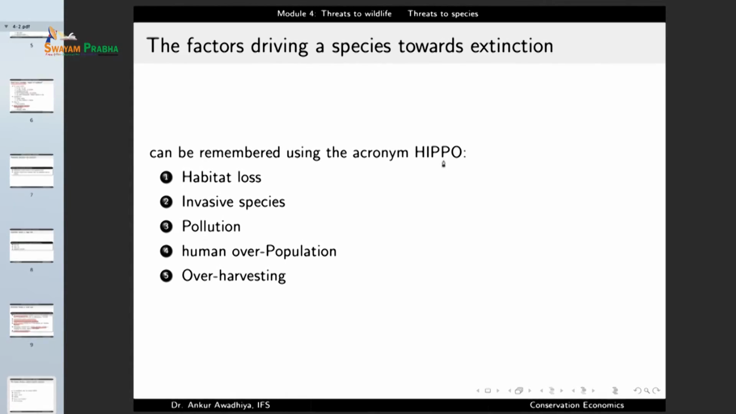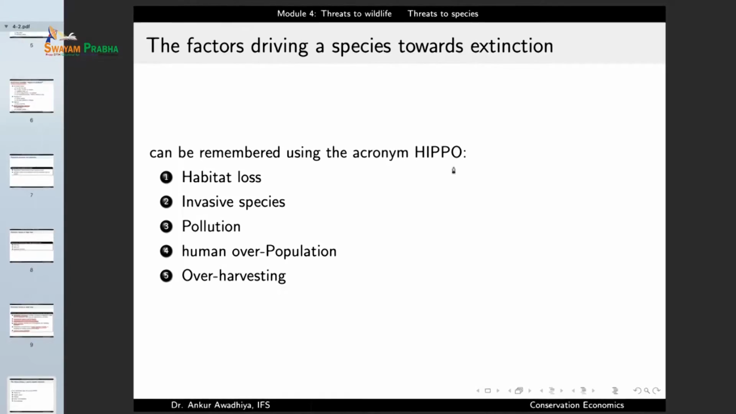Now, these days, humans are the most important factor when we consider the extinction of species. The more humans there are in an area, the more impact they have. Because with more humans and more affluence, more pollutants are released into the environment, and more resources are taken from the environment.